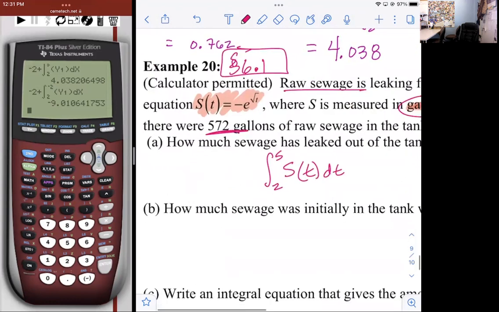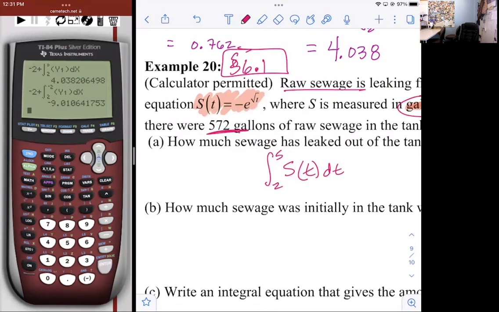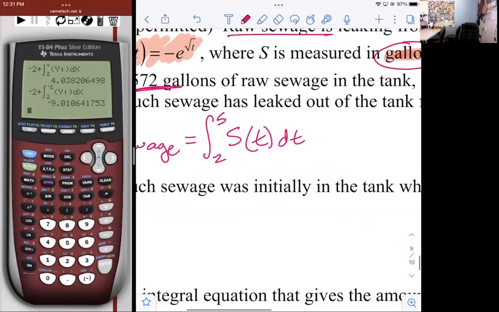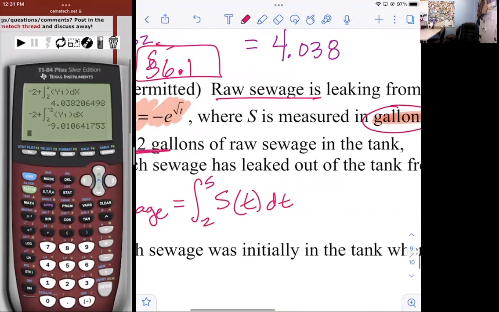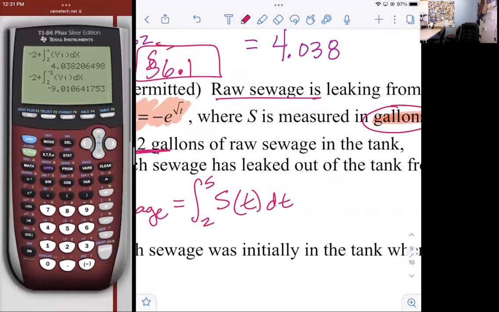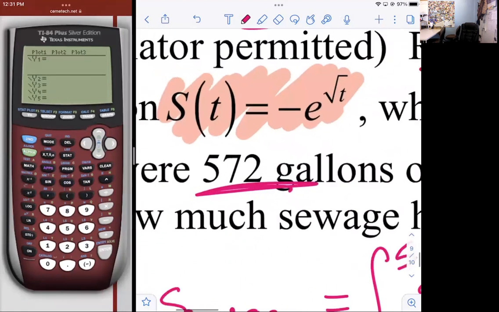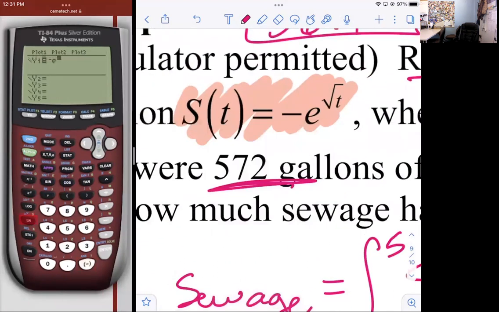All right, so now that I have that, let's label our integral. I'm going to call this sewage. Sewage equals the integral from 2 to 5 of S of t dt. Now, because it's a calculator question, once I get it set up, I'm going to go to y equals, get rid of that one, and type in the equation. Negative e, which is second ln, to the square root of, again, I use x here. Double check, triple check, it looks good, boom.